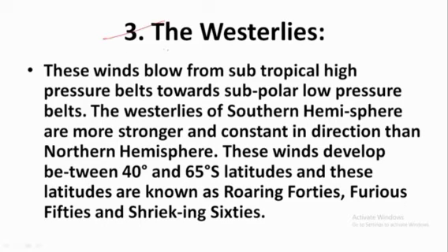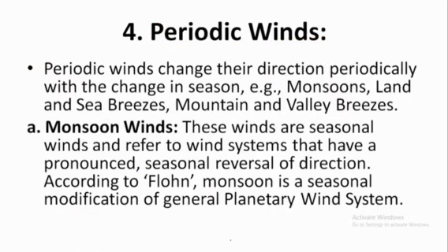Number 3 is the westerlies. These winds blow from subtropical high pressure belts towards subpolar low pressure belts. The westerlies of the southern hemisphere are stronger and more constant in direction than those of the northern hemisphere. These winds develop between 40 degrees and 65 degrees south latitudes, and these latitudes are known as roaring 40s, furious 50s, and shrieking 60s. Number 4, we have the periodic winds.